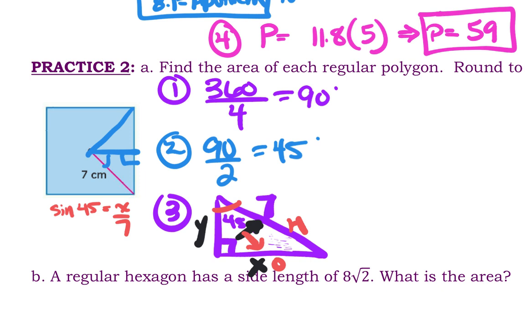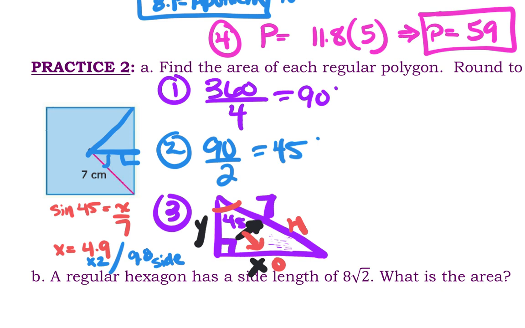Paxton, what'd you get on that one? Finding the opposite side? 4.9. Is 4.9 going to be the whole side? No. What do you have to do with the 4.9? Multiply it by 2. So the whole side will give us what? 9.8 is the side. This is just your side length. All right, and then if we want to, we can continue with the trig just to finish up the trig.